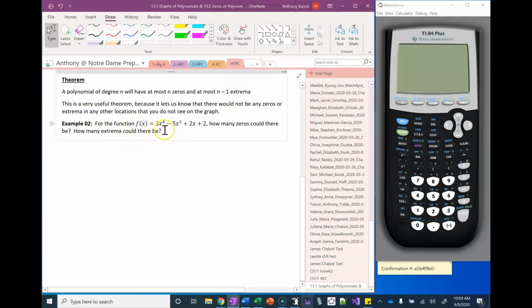So if we take this and look at an example, let's say we have the function f of x equals 3x to the fourth minus 5x to the third plus 2x plus 2. We really just care about the degree. So remember, the degree is the largest exponent on the variable. So in our case, the degree is 4. So that tells me I can have at most 4 zeros and 3 extrema.